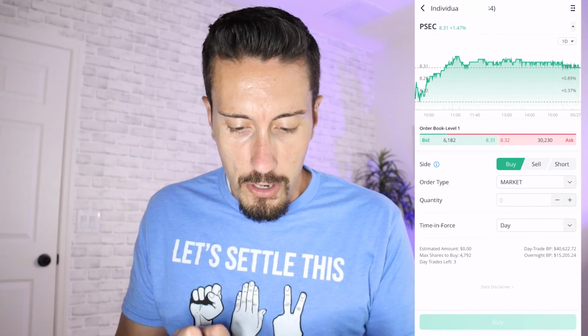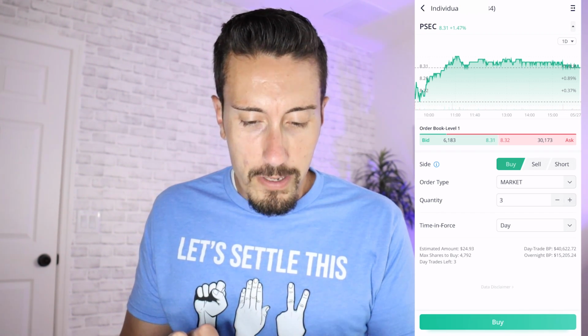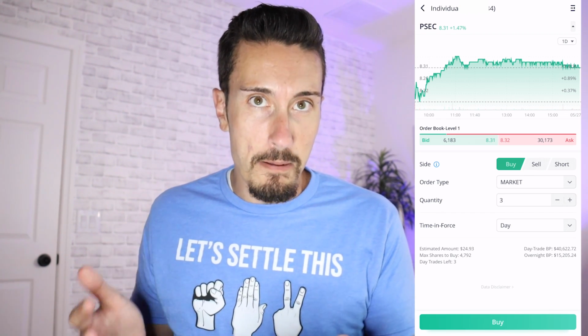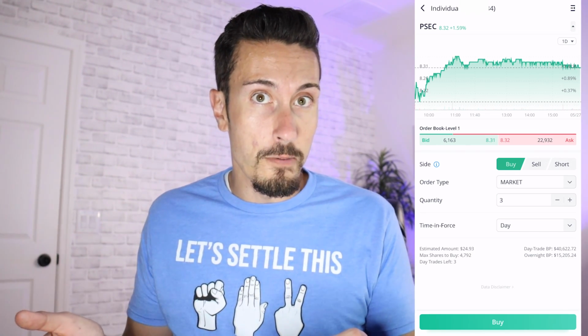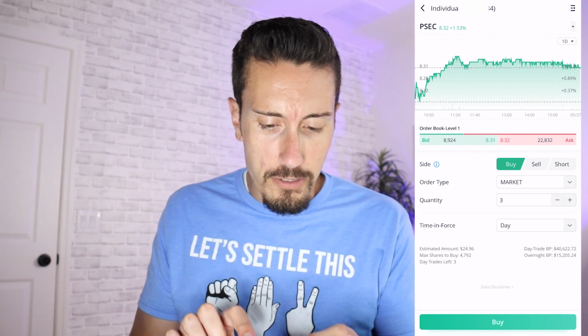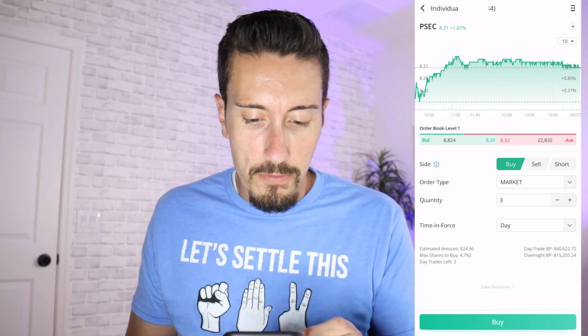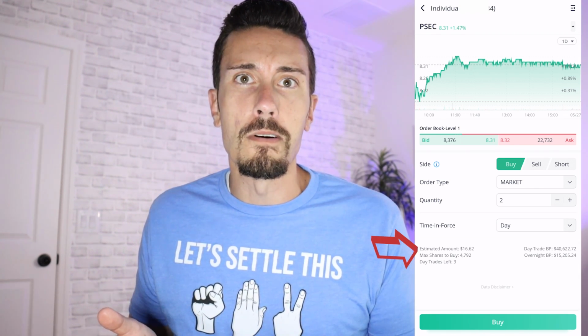And then right here under quantity, you can click 1, 2, 3. And if you notice down near the bottom, it says estimated amount. This lets you know how much money it's going to cost you based on how many shares you're buying at the market price. So I don't want to do that actually. I don't want to do $24 because that is a little bit over my target. So I'm going to back that off. And as you can see, the estimated amount is below my $22.91.